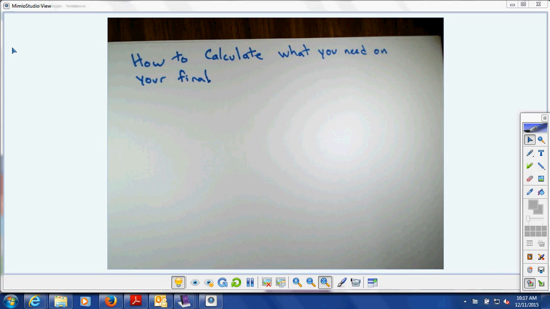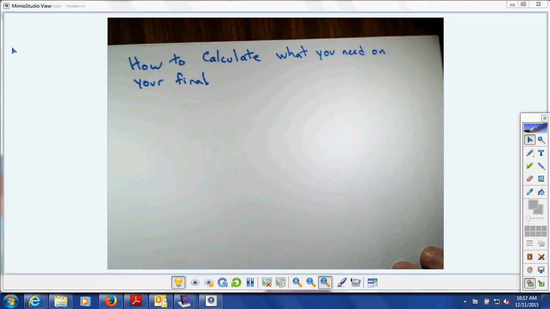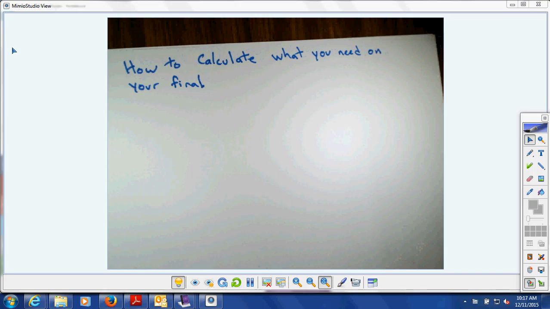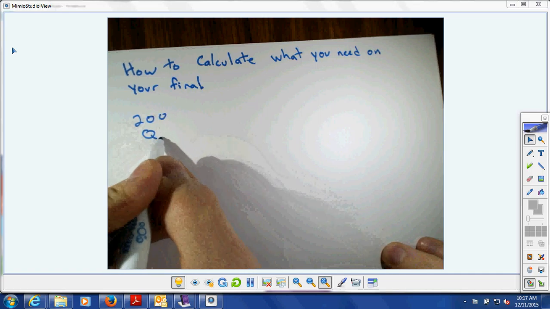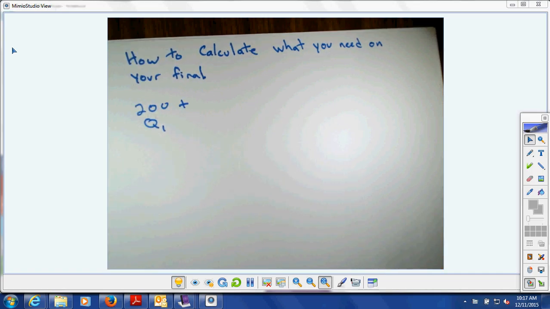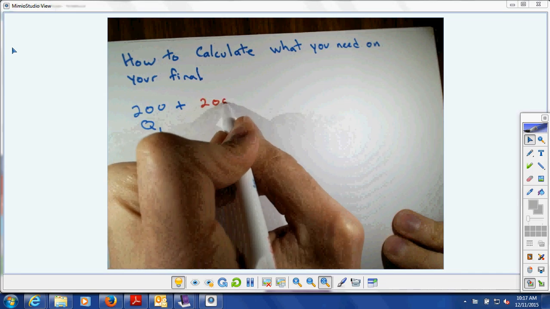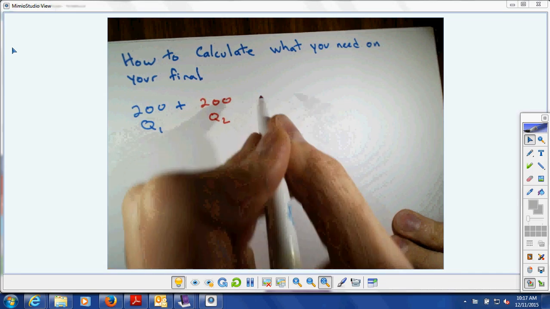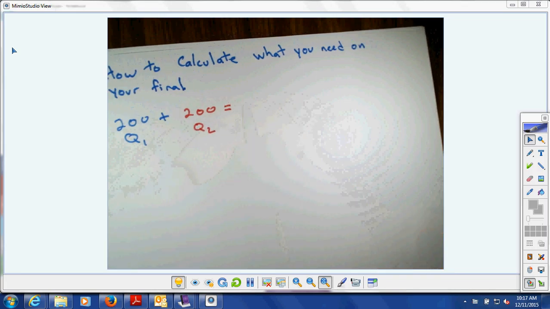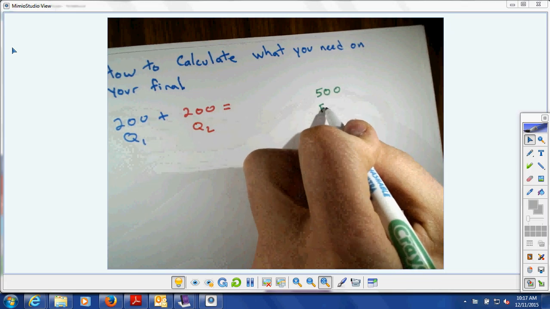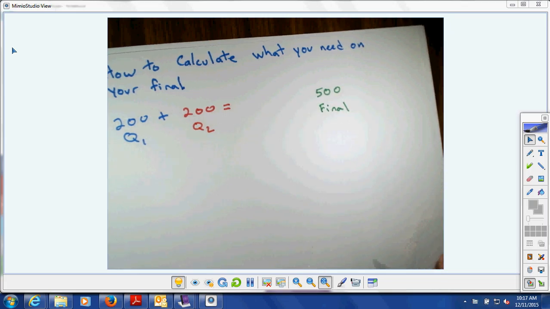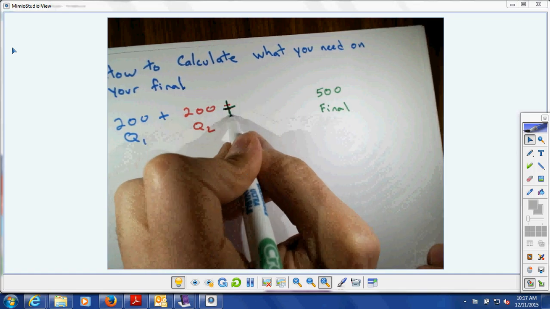The first thing is your total, your semester grade, and we're going to use multiple colors here because I can. First of all, you have 200 points from quarter one plus 200 points from quarter two, and that's going to equal, shoot, it's not going to equal. There's going to be 500 points for the final, and you have to add, not equal. Let's just do a nice green add, you can't even tell.